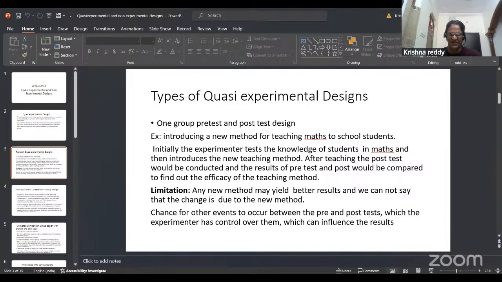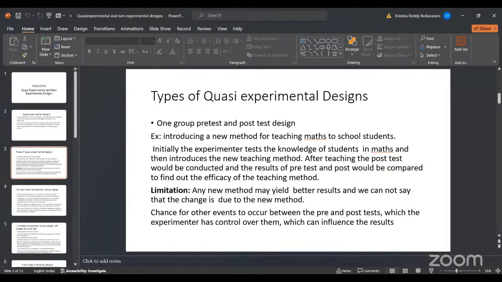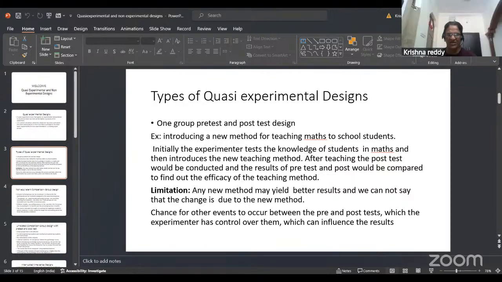Then after experimentation, after teaching, you go to the post-test. Then the post-test mean is 75. So the pre-test mean is 55 and the post-test mean is 75. So there is a variation of nearly 20 mean points. Am I right? Those 20 mean points will be attributed to the new teaching method. Just because of this new teaching method, you find the variation of nearly 20 mean points. So therefore here the teaching method has to be used.